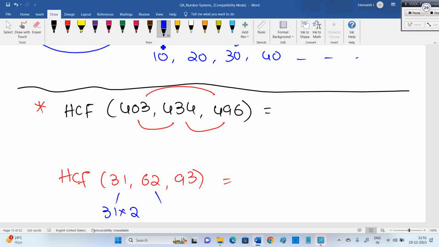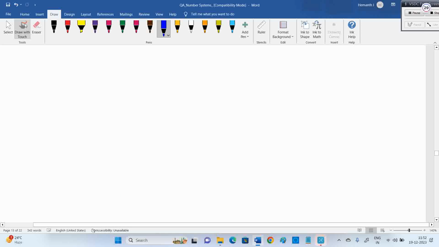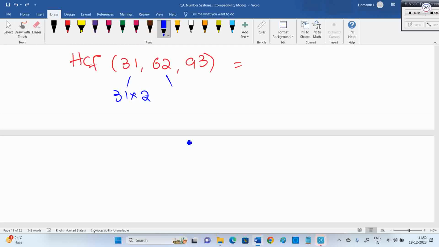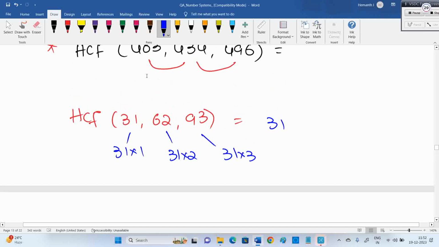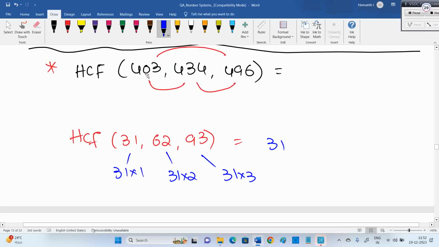Now, if we try HCF, this is 31 into 1. Next one is 31 into 2. Next one is 31 into 3. What is common in all? 31. Now listen, this 31 may be HCF for the given numbers. How can I conclude that? If all the given numbers are divisible by 31, then 31 is the answer, or else it's not the answer. Don't decide.